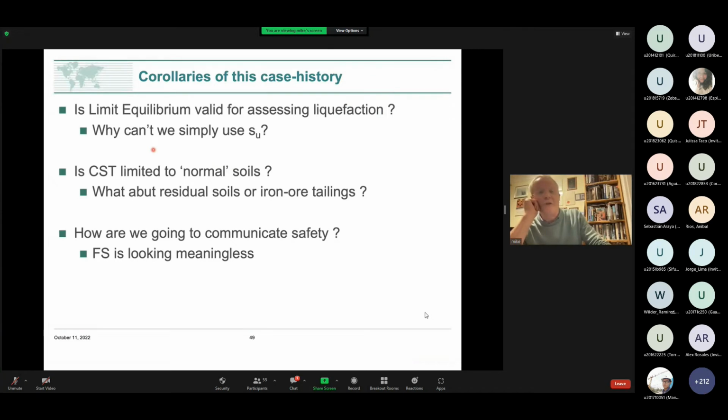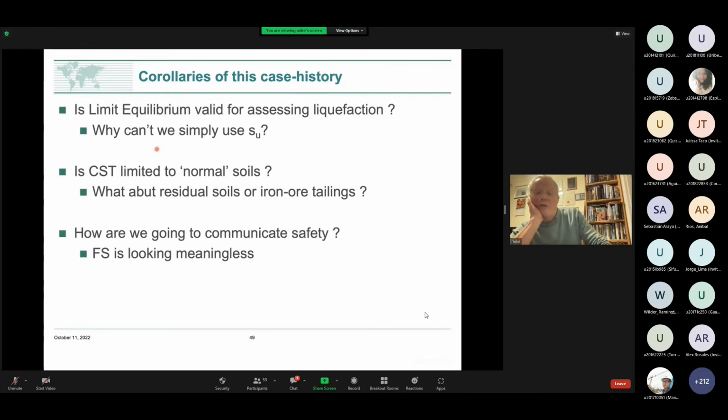And if you go and talk to people like Laurie Wesley in New Zealand, they'll always say, well, you're only doing the remolded soils. Tailings is the remolded soils. It doesn't handle soils with structure. So what about residual soils? What about iron ore tailings, which have particular unusual behavior? And more worryingly, how are we going to communicate safety?